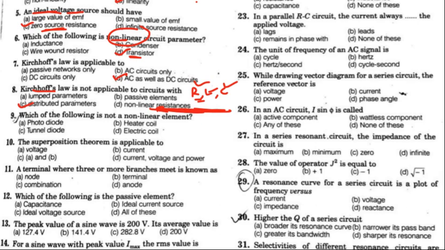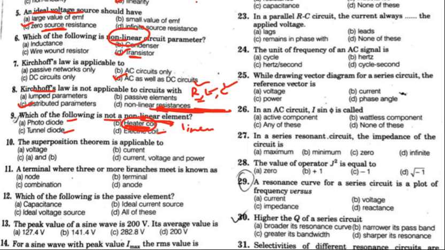And next one, which of the following is not a non-linear element? Here photodiode is non-linear, tunnel diode non-linear, and electrical coil also non-linear. Here heater coil is the linear one. These three are non-linear. Only the heater coil is not non-linear. That is why heater coil is the correct answer.